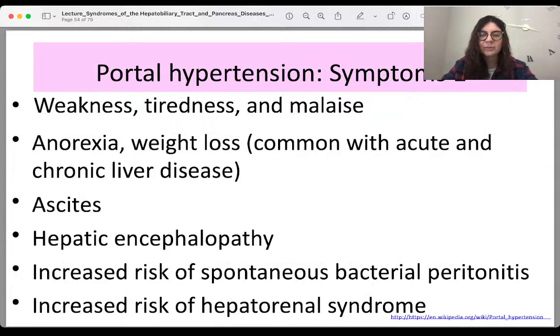Symptoms of portal hypertension. There are general symptoms like weakness, tiredness, and malaise. They can include anorexia, weight loss, common with acute and chronic liver disease, ascites, hepatic encephalopathy, increased risk of spontaneous bacterial peritonitis, and increased risk of hepatorenal syndrome.